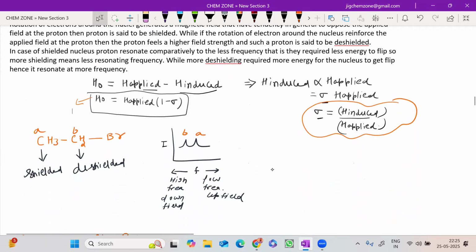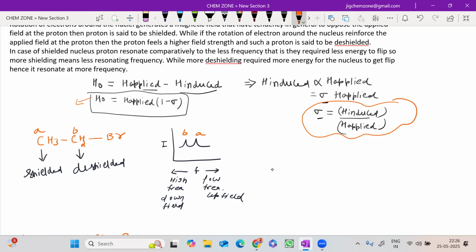अभी मैं फ्रीक्वेंसी के बारे में बात कर रहा हूं, केमिकल शिफ्ट के बारे में बात नहीं कर रहा हूं. तो फ्रीक्वेंसी की टर्म में आप समझिए, ये केवल आपको शील्डिंग और डीशील्डिंग समझाने का प्रयास किया गया है. आपने पहले से पढ़ा होगा, तो आप कंफ्यूज ना होइएगा. मैं डाउन फील्ड शिफ्ट और अप फील्ड शिफ्ट पर आ जाऊंगा. If the nucleus is more shielded, it will resonate at less frequency, while if the nucleus is deshielded, it will resonate at high frequency.